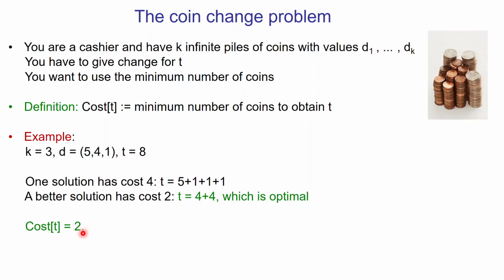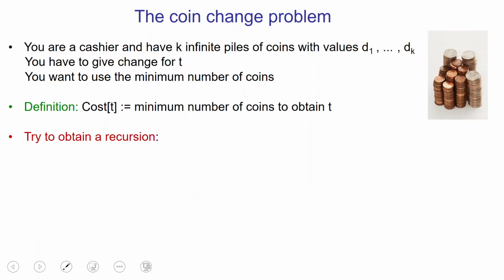So what we are trying to do is to devise an algorithm that, given D1, D2, Dk, and a t, will tell us the minimum cost, the minimum number of coins that you need to add to get to t. And later, we are also going to see how to output the actual coins. So how do we reason about this? Well, the first thing we do is try to obtain some kind of recursion. So how do we go about this?